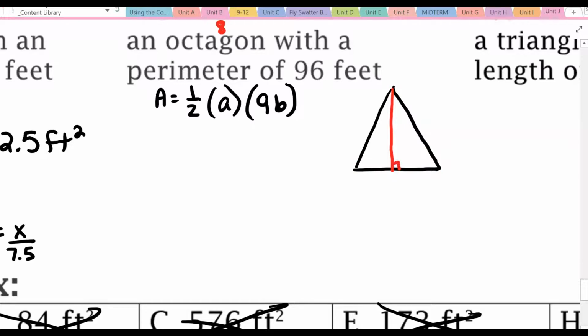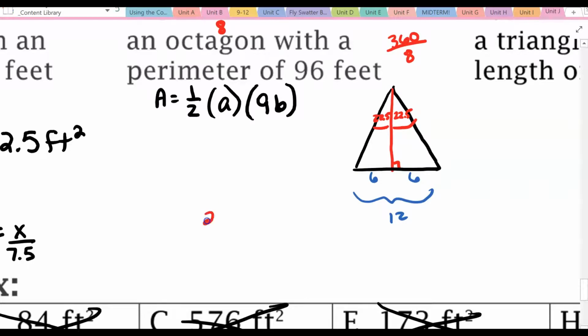The octagon would contain 8 central angles, so 360 divided by all 8 evenly tells us that each central angle is 45 degrees, but that makes each one of these worth 22.5. If the perimeter is 96 and there are 8 sides, that means each side is worth 12, which means half of it is 6. And now we do our trig.